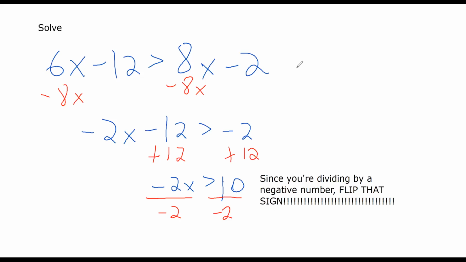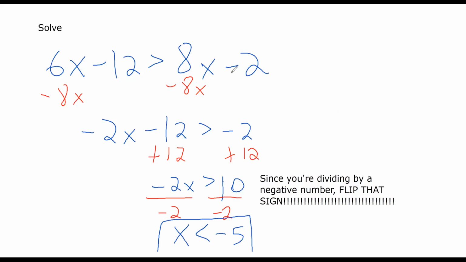So, what was once a greater than sign is now a less than sign. You're going to have x all by itself. And then 10 divided by -2 will give you what? -5. So you still get a negative number at the end of it. You just have to know to flip the sign.